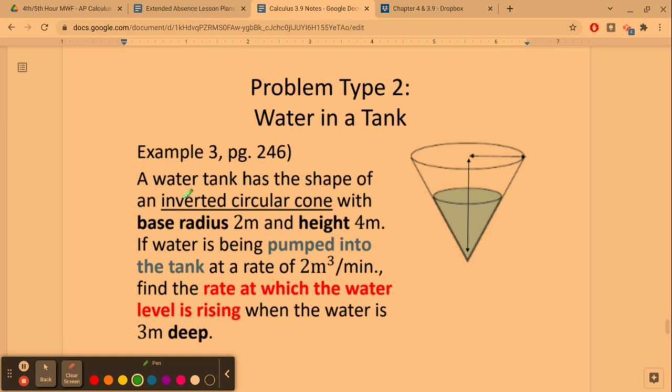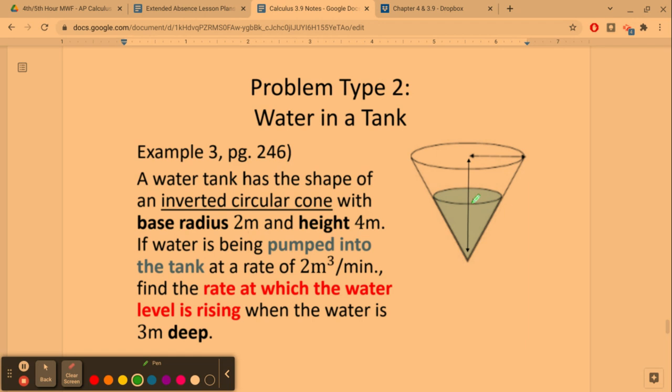Okay, so you've got our water tank in an inverted circular cone. Inverted circular cone means we have a cone. Normally, cones point up for whatever reason. Now it's pointing down, like an arrow pointing down. With a base radius of 2 meters: the base is the flat part, not the curved part. So the base radius is 2 meters.